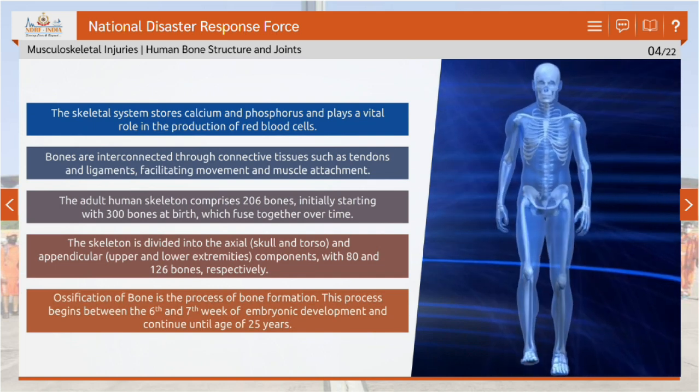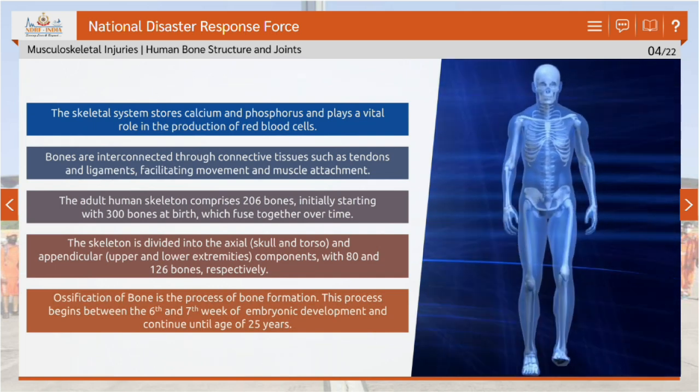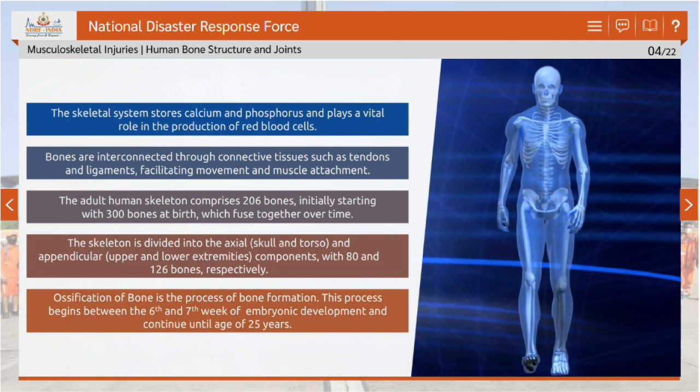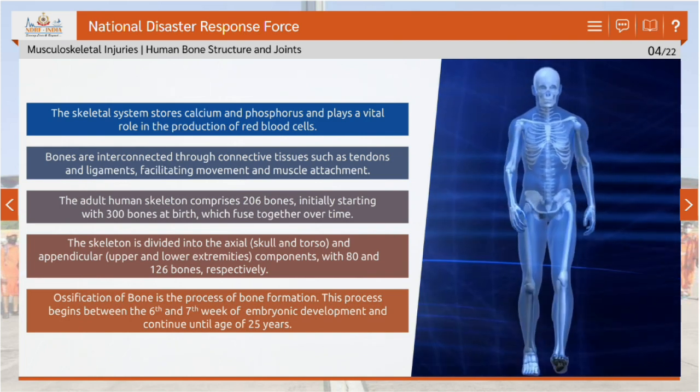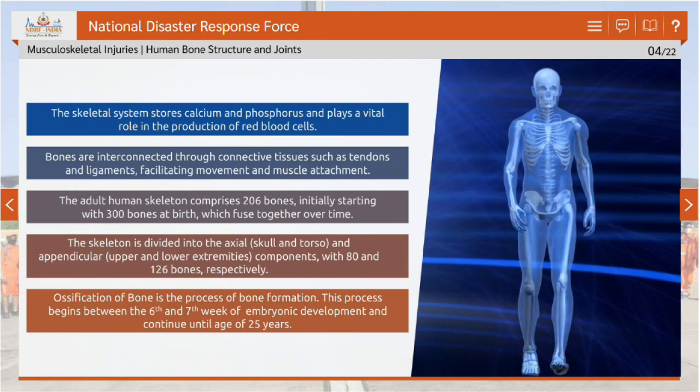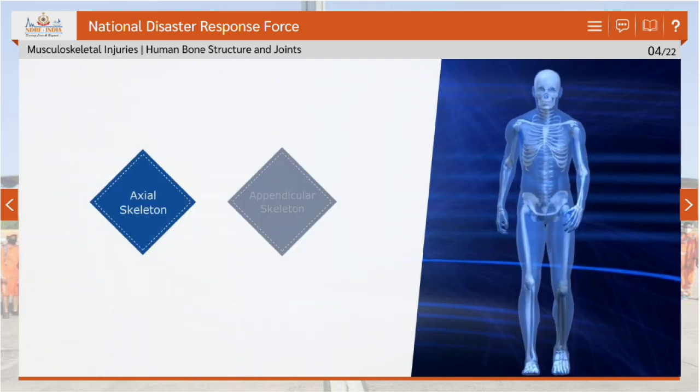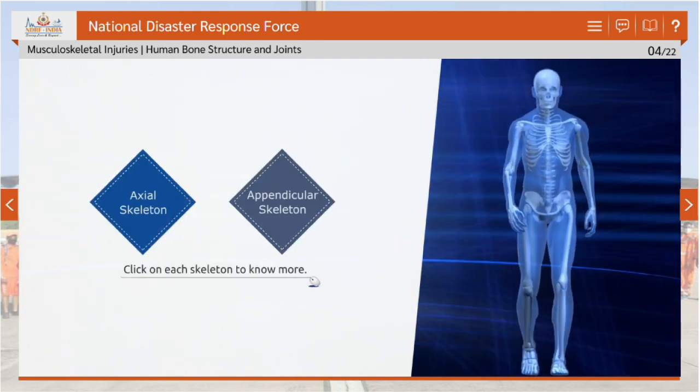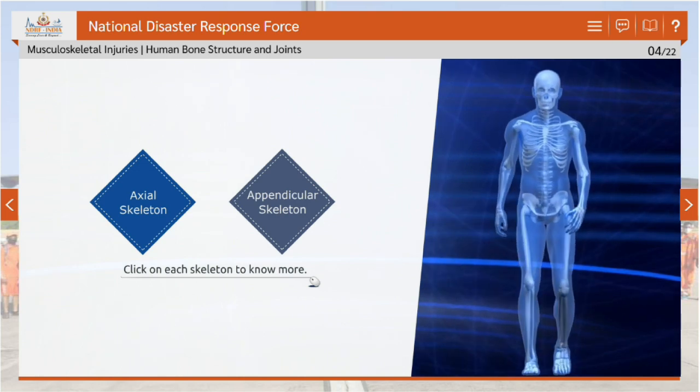Ossification of bone is the process of bone formation. This process begins between the 6th and 7th week of embryonic development and continues until the age of 25 years. Click on each skeleton to know more about them.